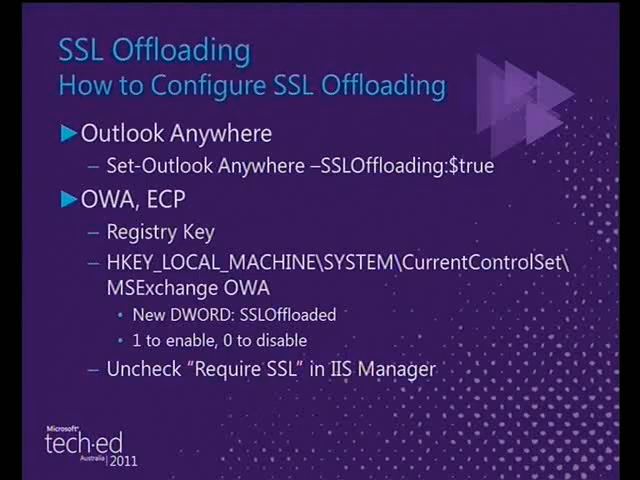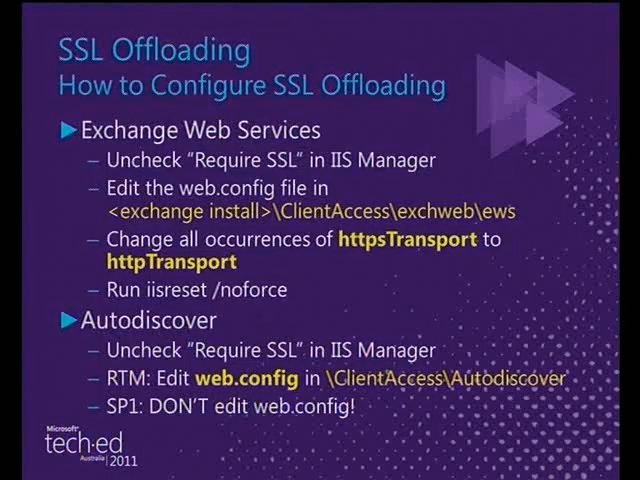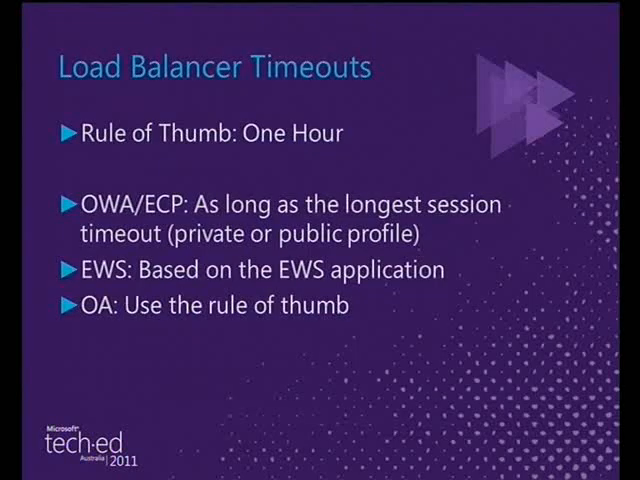It is a little tricky to configure SSL offload. Again, this is done on a per workload basis. So for Outlook Anywhere, we have a commandlet for you. For OWA and ECP, we have a registry key. Once you do that, you can then go ahead and uncheck require SSL in IIS. EWS and AutoDiscover, again, have additional steps for turning on SSL offload. Once you complete the steps on these two slides, essentially you're telling your CAS server to allow HTTP connections for these different workload or connection types coming inbound.